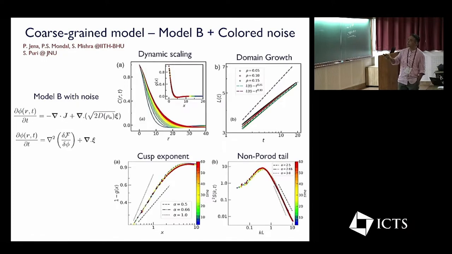You see this dynamic scaling. The length scales grow as t to the power 1/4. And then you see a cusp exponent, and the exponent is 0.66. And then also, you start seeing non-Porod tails with similar exponents.